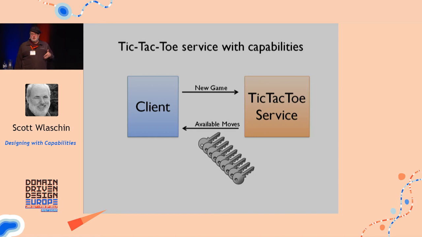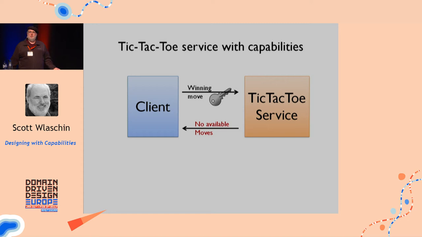All right, so how could you do that? In tic-tac-toe, you call the service, you get back 9 capabilities, okay, 1 for each square. And then I pick one, and I get back 8 capabilities. And I pick one of those, and I get back 7. And I pick one of those, and I get back 6. And then let's say I make the winning move, and there are no available moves left. Okay, I give you back no capabilities. You literally cannot make another move because I'm not giving you back any moves to make.